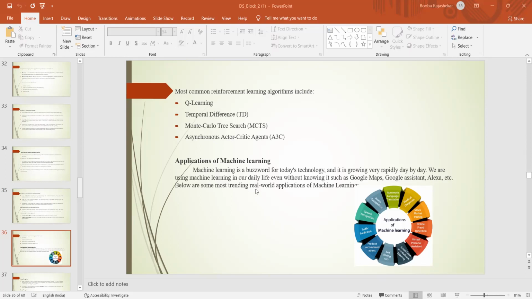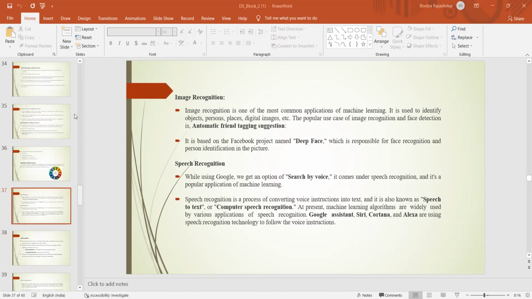Below are some of the traditional real world applications of machine learning techniques. Image recognition and speech recognition are applications. Image recognition is one of the most common applications of machine learning. It is used to identify objects, persons, places, and digital images. So if you are doing research in image recognition, we can apply machine learning applications.